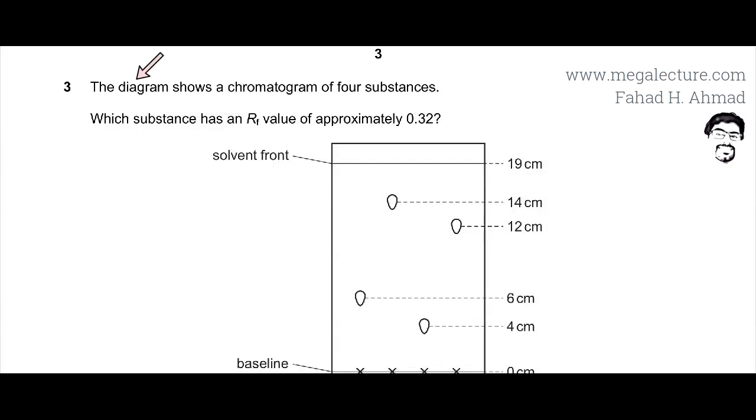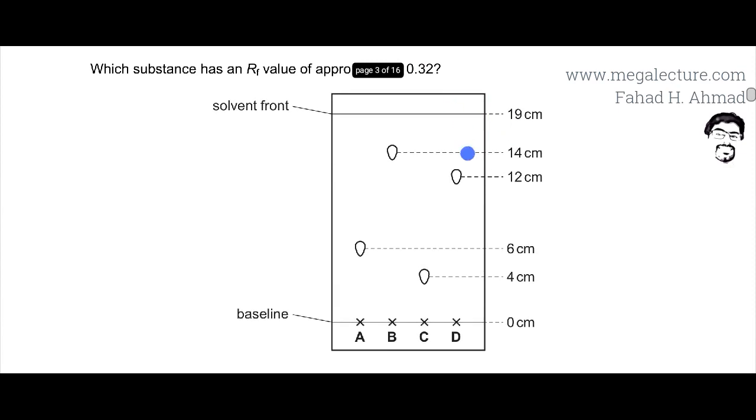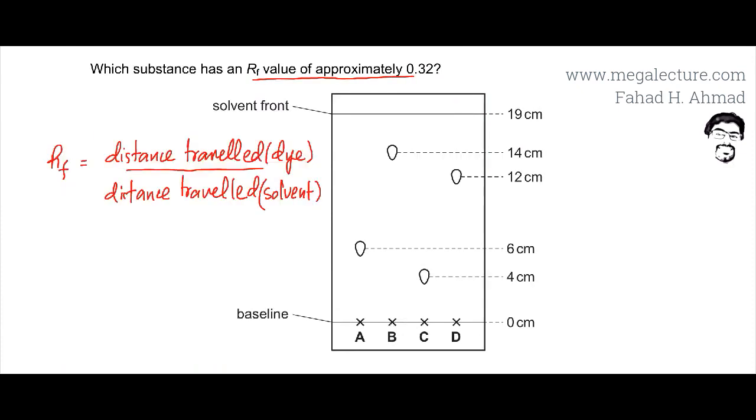The following question reads: the diagram shows a chromatogram of 4 substances. Which substance has an RF value of approximately 0.32? So let's have a look at the diagram. We need to know the RF value of the substance is 0.32, that's given. The first thing we need to know is what is meant by the term RF value.